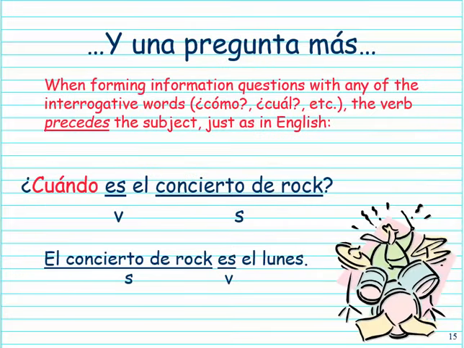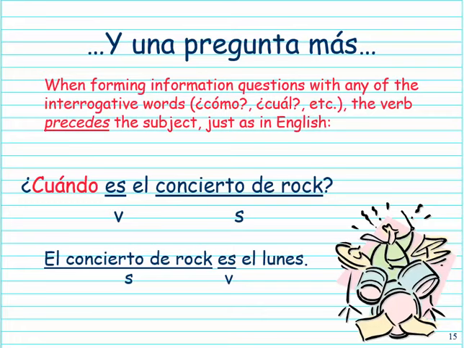Y una pregunta más. When forming information questions with any of the interrogative words, cómo, cuál, etc., the verb precedes the subject, just as in English. Okay, so the verb will go before the subject. ¿Cuándo es el concierto de rock? Okay, so in this particular sentence, es is the verb, is, and concierto de rock is the subject. When is the rock concert?